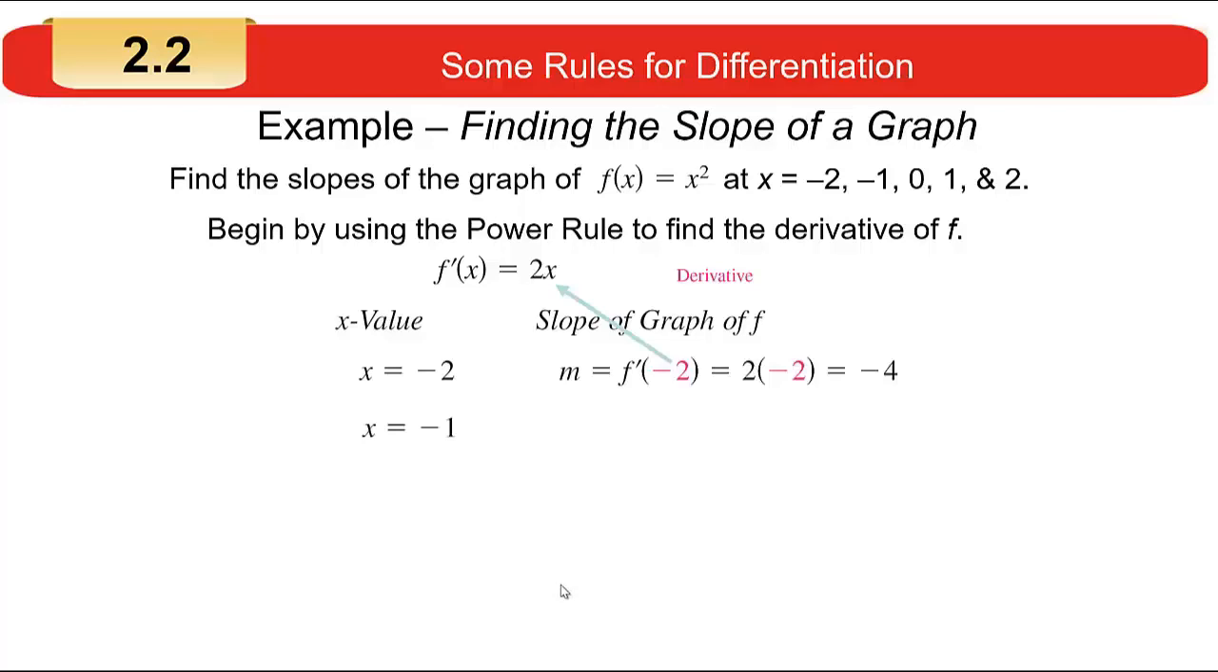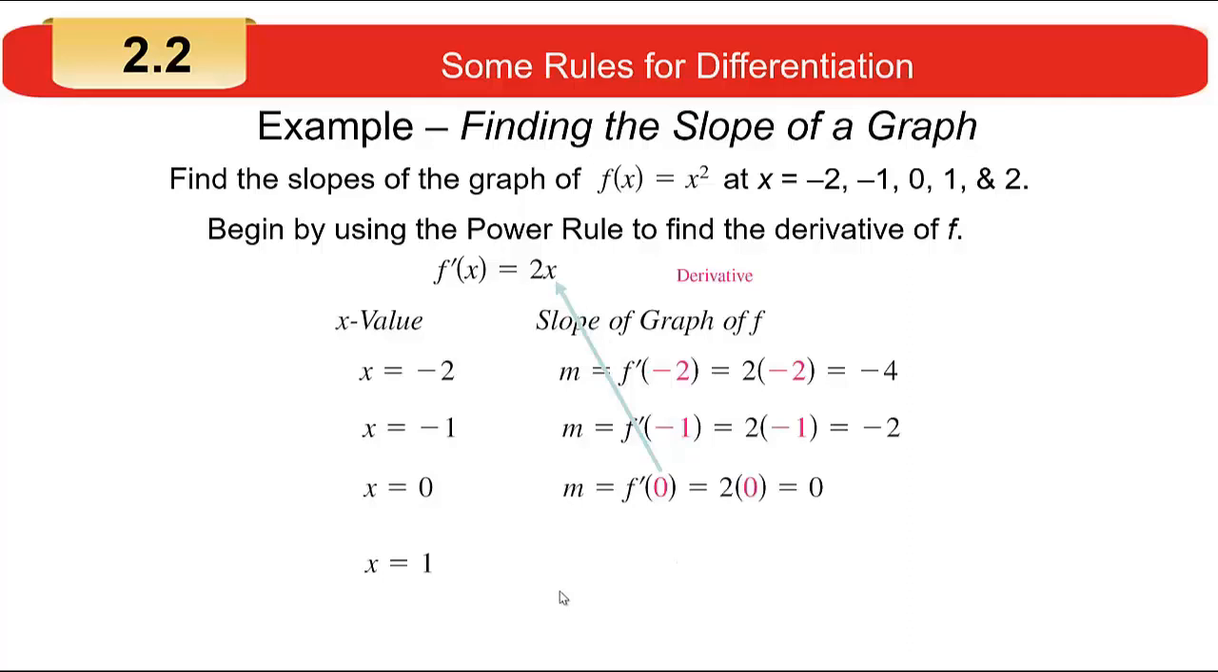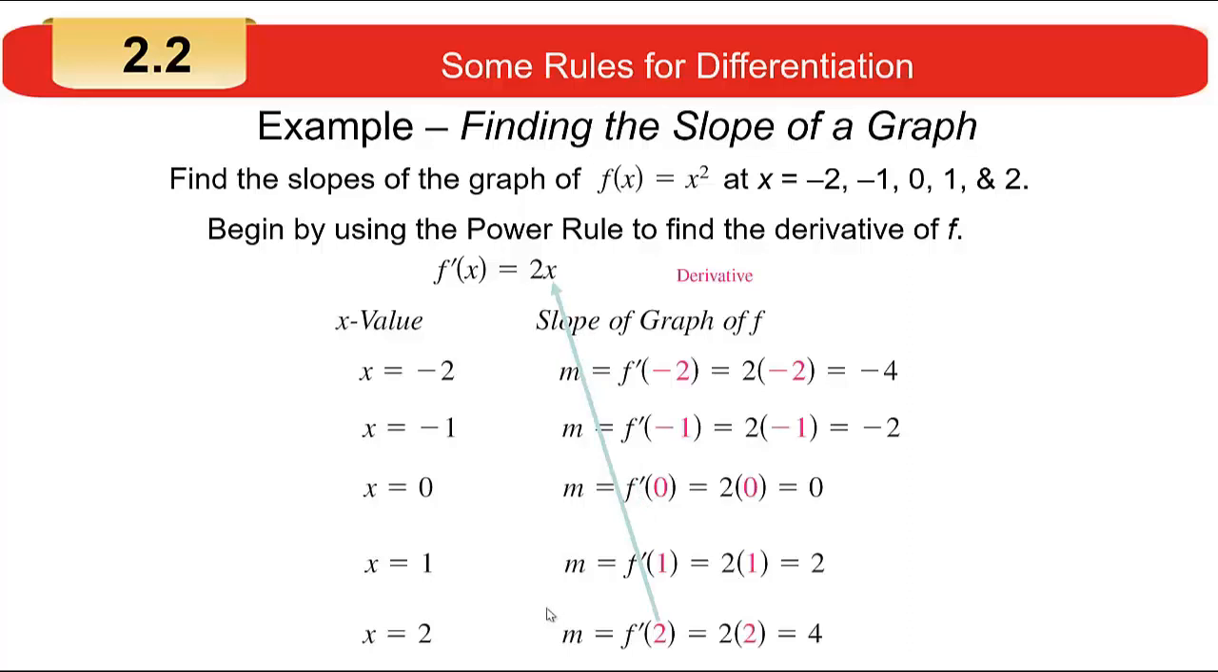Then you want to do the value at minus 1. Do the same thing. You take the derivative formula, plug minus 1 in for x, and that gives you minus 2. Then you want to do 0, so you plug 0 into the formula, and you get 0. Plug 1 in, and you get 2. And you plug 2 in, and you get 4. So that's just a little bit of practice applying what the derivative gives you. The derivative gives you the slope of the tangent line, and you were asked to find the slope of the tangent line at various points here.